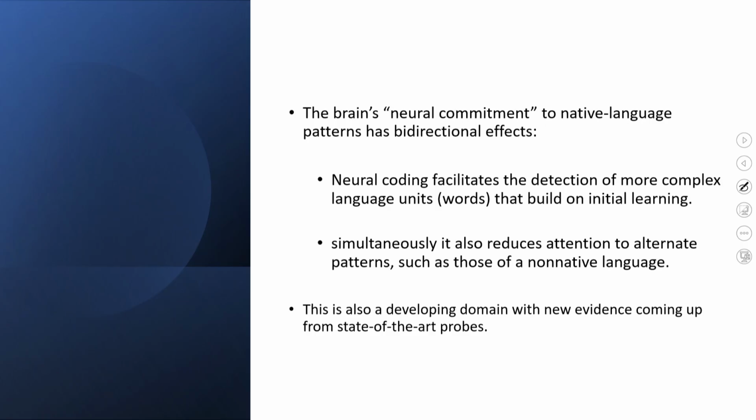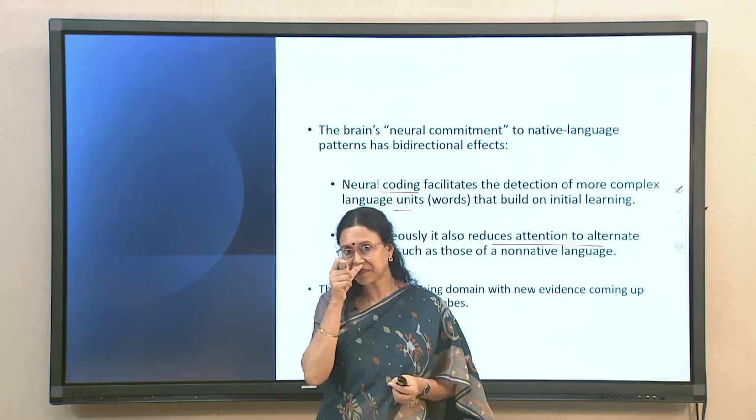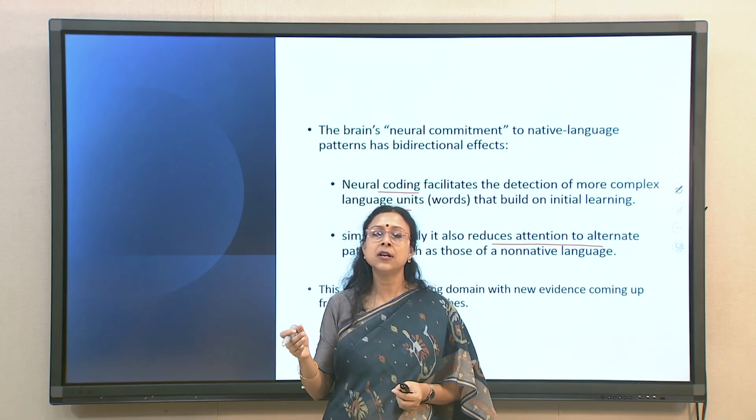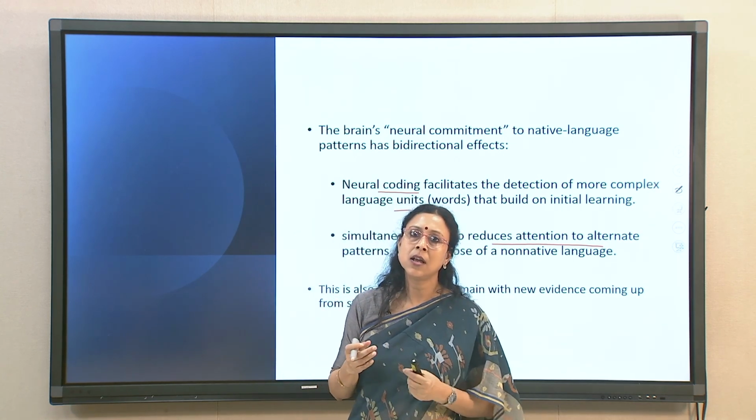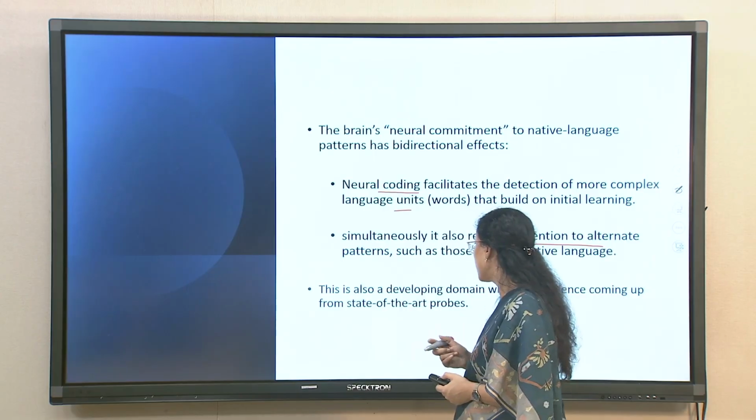Neural coding facilitates the detection of more complex language units. So, first the neural coding happens because of the learning from the ambient language, and it facilitates learning of more complex words. Simultaneously, it also reduces attention to the alternate patterns such as those of a non-native language. So, while they are reinforcing the native language structures and the differentiations, at the same time they are also reducing attention to others. This is why we see the perceptual narrowing, right. So, the reduced attention to the alternate possibilities, which are part of, let us say, all the other languages, not the native language. So, this works in a bidirectional format.